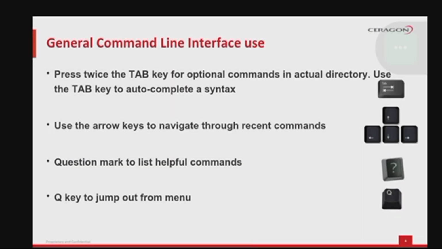Now, for some general command line interface use. Press twice the tab key for optional commands in actual directory. Use the tab key to auto-complete a syntax. Use the arrow keys to navigate through recent commands. Question mark button is used to list helpful commands. Press the Q button to jump out from any active menu.